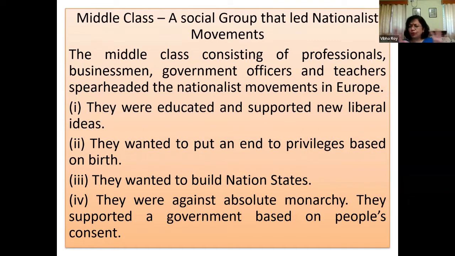Till now, there was no formation of nation states. In Europe, they all were based on the kings, the monarchs who were ruling. They were against absolute monarchy and they supported a government based on people's consent. So they wanted a democratic government where people will give their consent to come up.